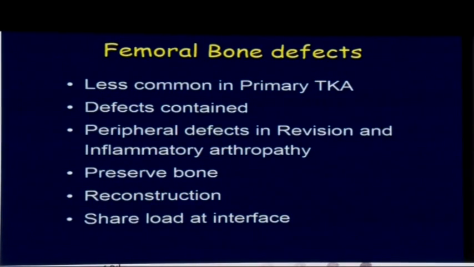The femoral bone, because that's what we're talking about, the femur and the tibia. Femoral bone defects are less common in primary total knee arthroplasty. The defects are usually contained. The peripheral defects are seen in revision and inflammatory arthropathy. And the idea is to preserve the bone, reconstruct it, and share the load at the interface.